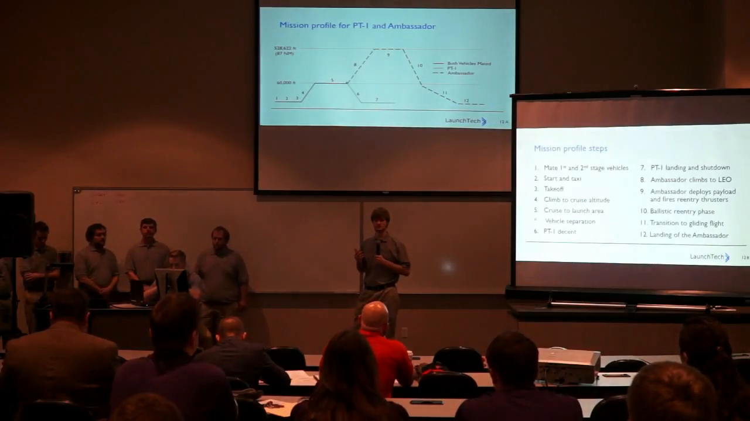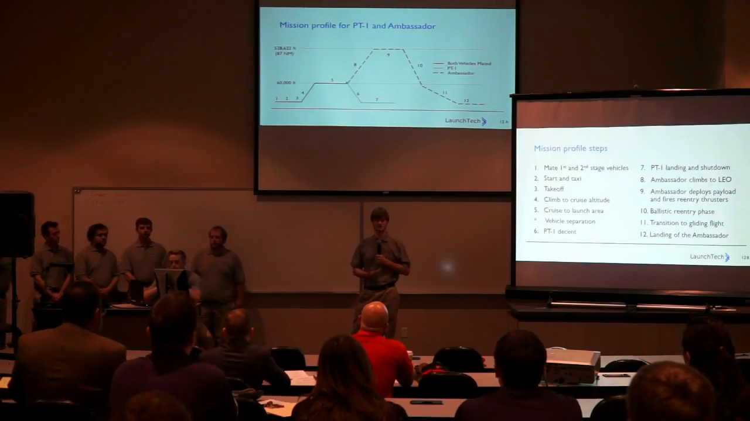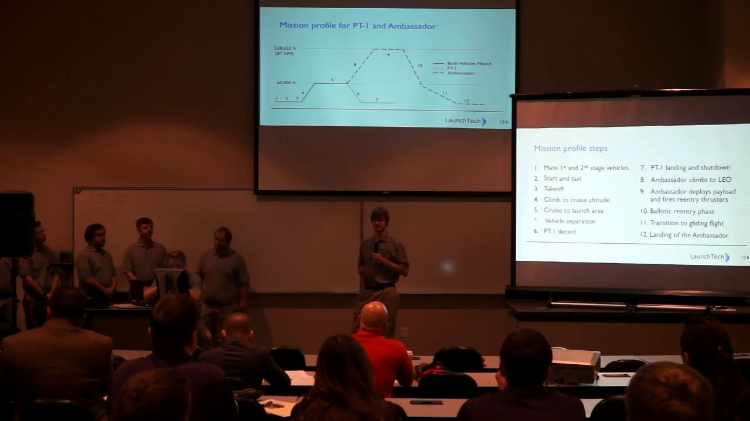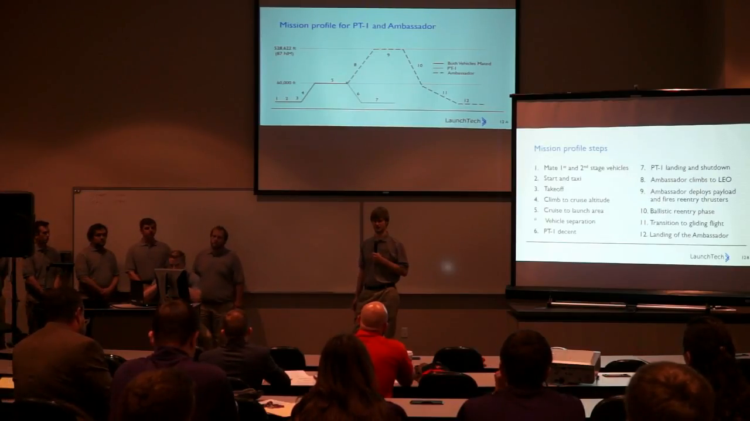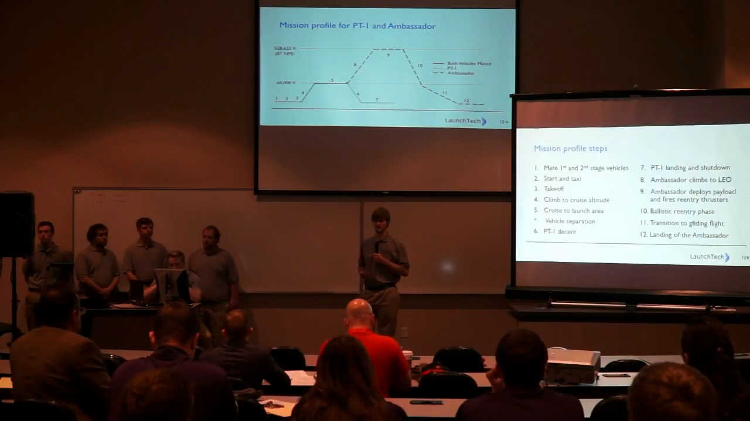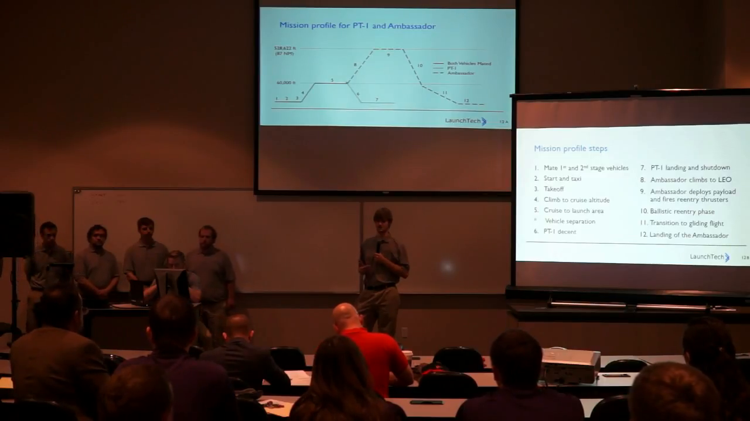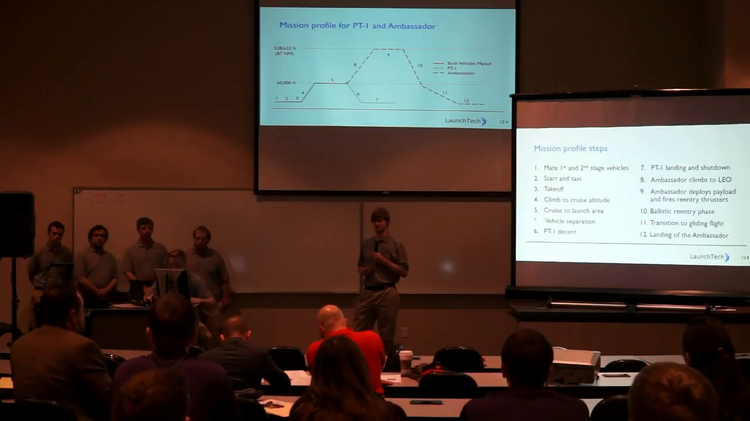On the primary screen, you can see a general description of our mission profile. And on the secondary screen, you can see a description of each individual phase. Essentially, the PT-1 mated with the Ambassador will take off from a conventional 10,000-foot runway and climb up to 60,000 feet. Then the two vehicles will separate. The PT-1 will return and land, and the Ambassador will go up to low Earth orbit and deliver its payload, and then re-enter the Earth's atmosphere and land.